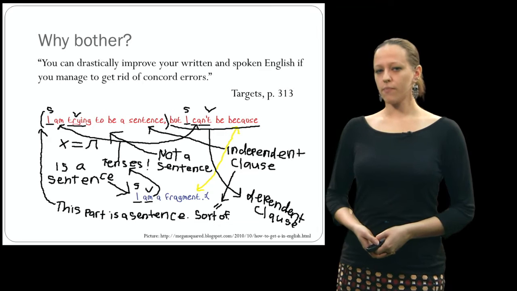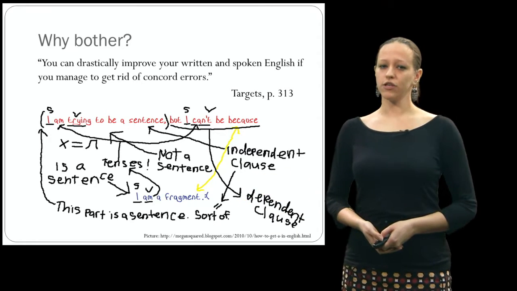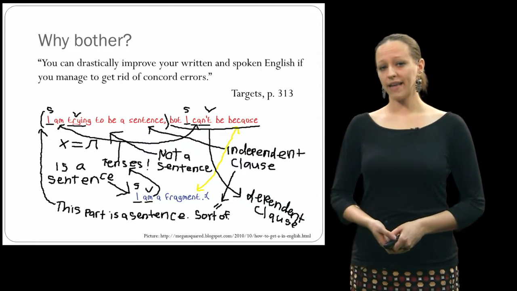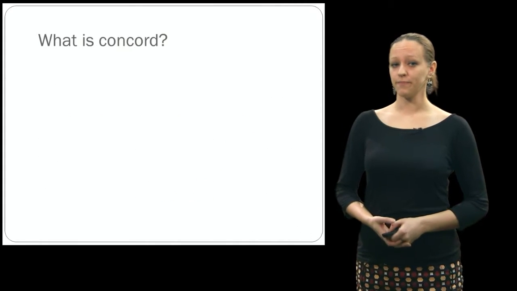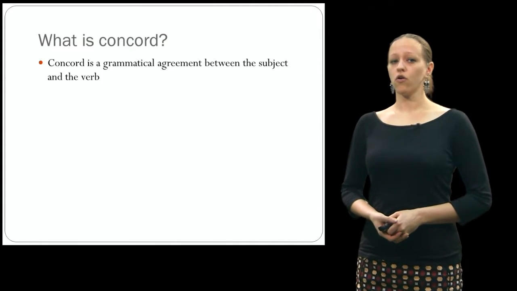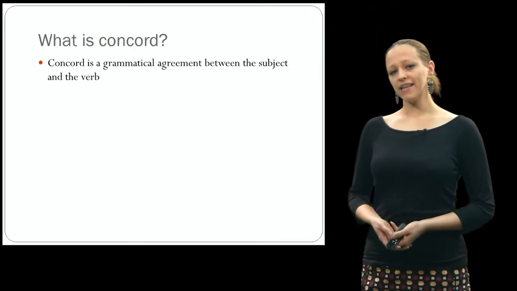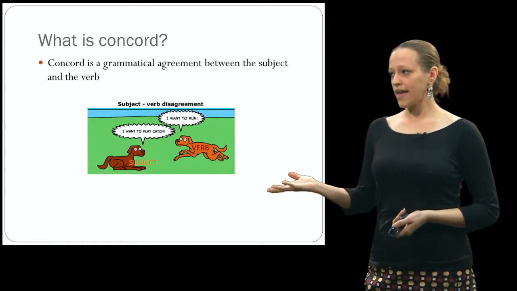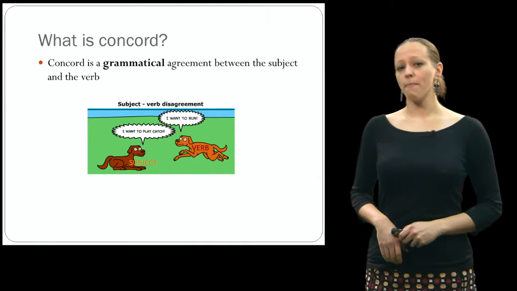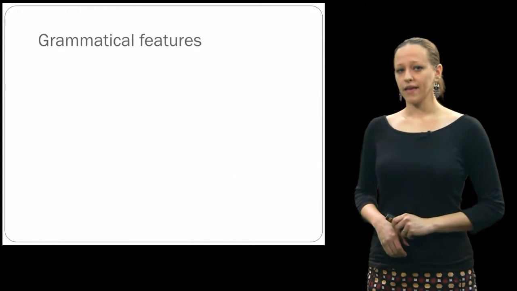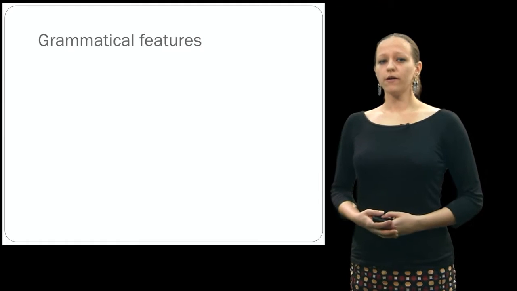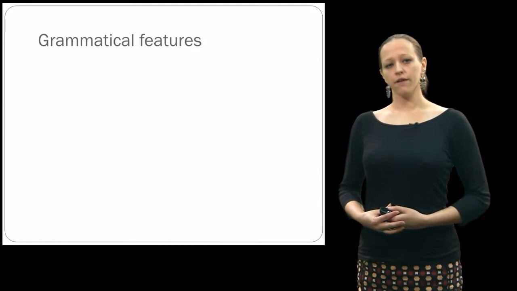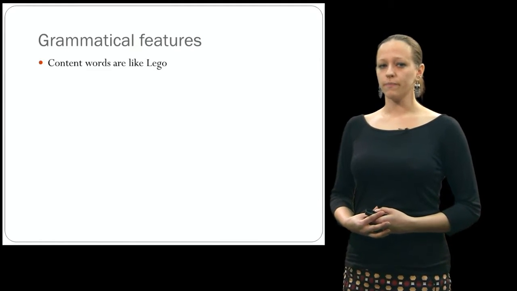And if your paper sometimes came back looking like this, you probably know that this might actually be an important point. So what is concord? Concord is a grammatical agreement between the subject and the verb. So not any kind of agreement, but a grammatical agreement. And to be able to talk about grammatical agreement, we first have to look at grammatical features.